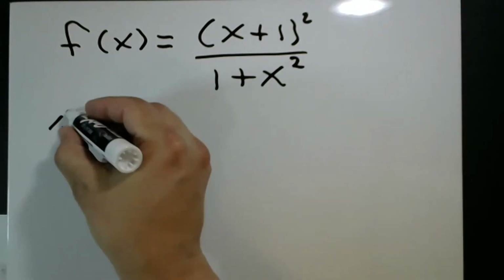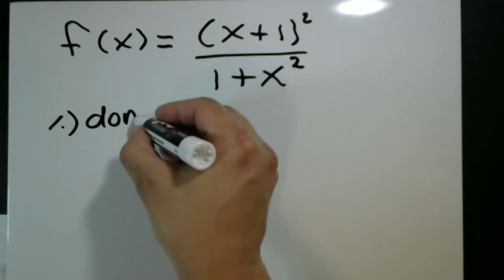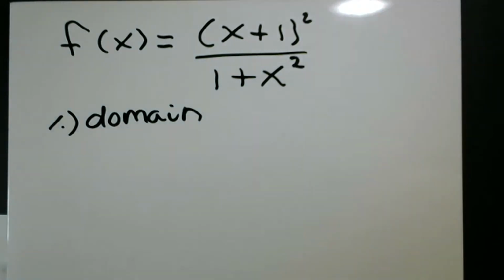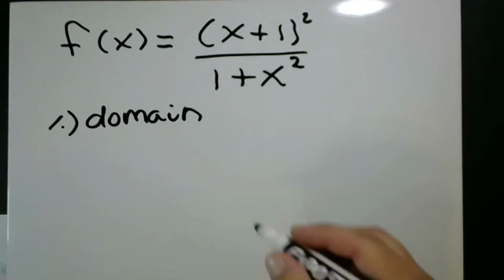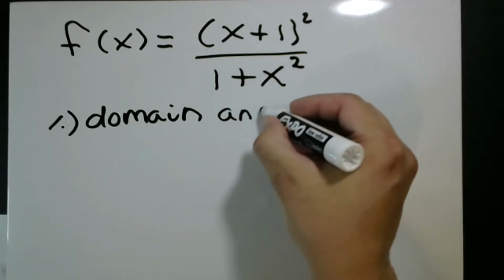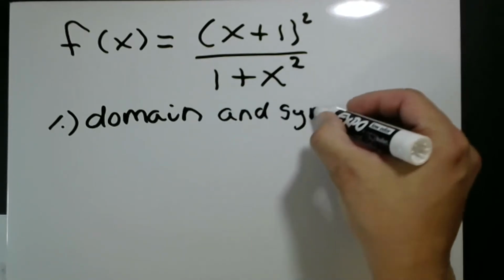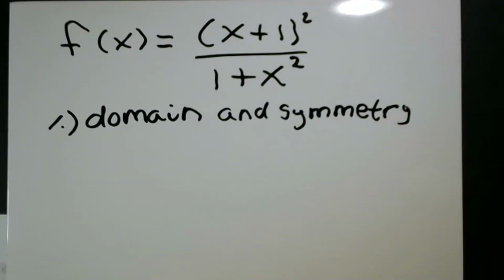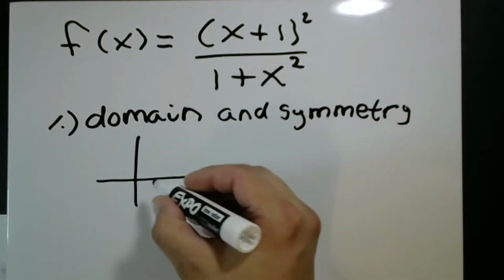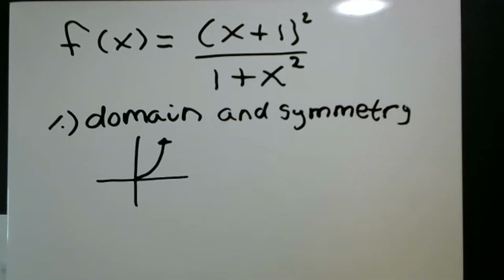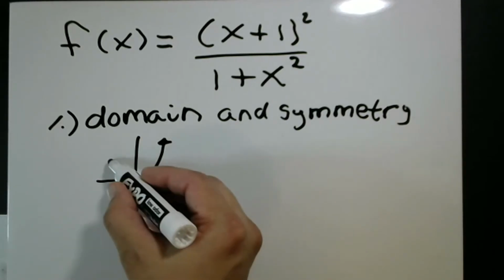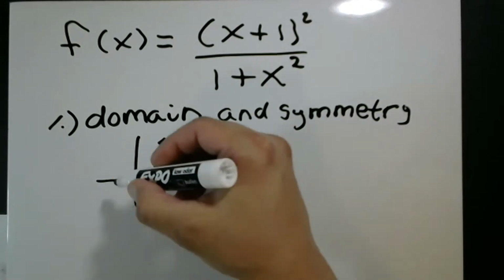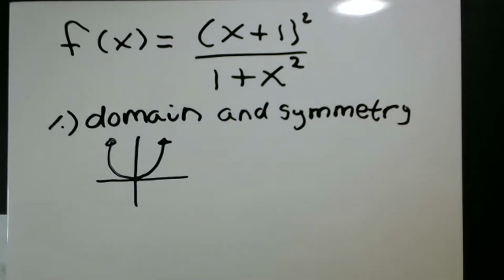Now, the first thing we want to look at is domain, or where along the x-axis this function exists. And then symmetry. Symmetry helps us to graph this thing. It gives us an idea. For example, if we have a function and we graph this much of it, and we know it's symmetric across the y-axis, that means it's a mirror reflection of itself across the y-axis, well then we could just do that and we're done.